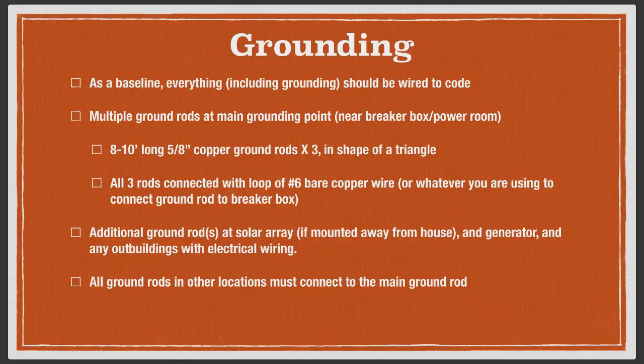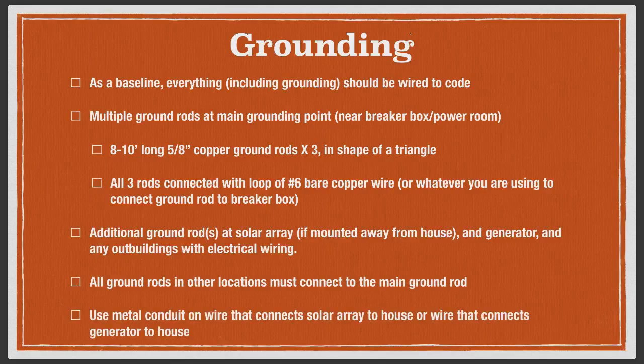And one other factor that I should bring up is to use metal conduit. Be sure to use metal conduit around the wire that connects your solar array to your house. Once again, that could be a significant length of wire. And you could also do it for the wire that connects your generator to the house. This metal conduit can help to slow down induced surges, and it can also provide some electromagnetic shielding. So why not take advantage of every help that you can get? So that's a little bit about grounding.